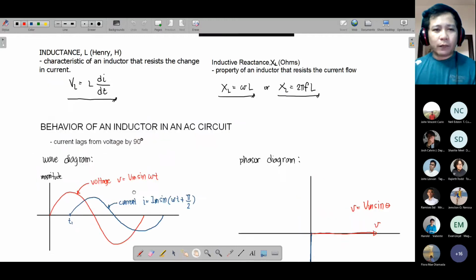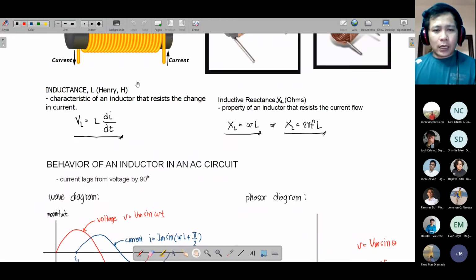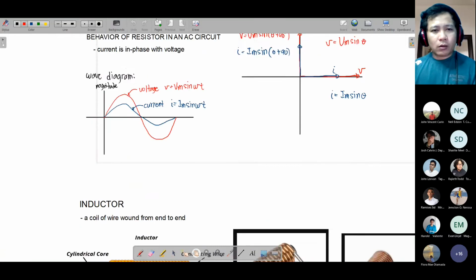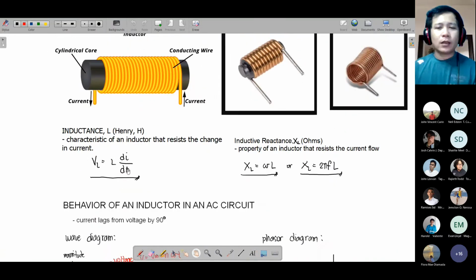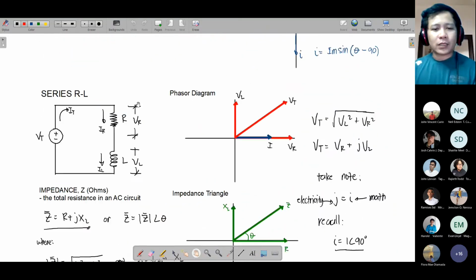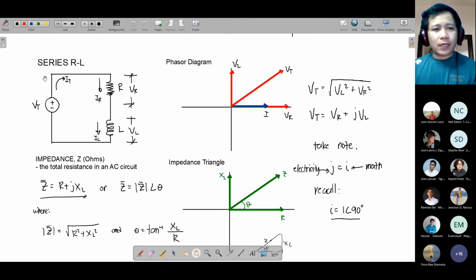Okay? Now, what if we combine the resistor and the inductor? We combine the two of them. So first, what if we have a series RL? A series combination of a resistor and an inductor. So you have this circuit, a resistor and an inductor.